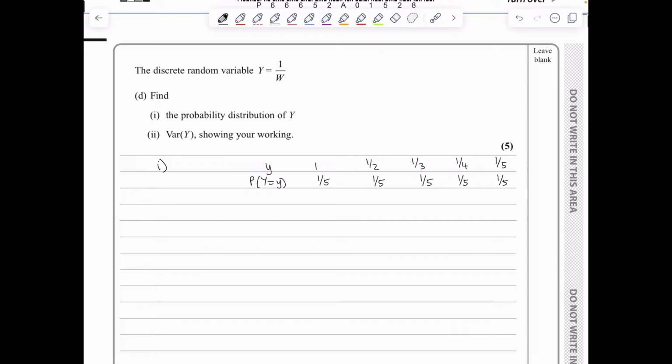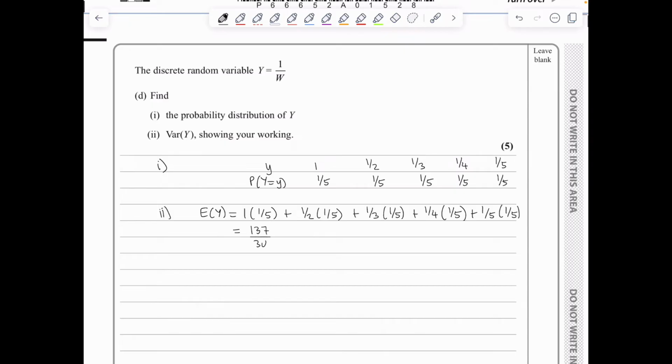I can proceed in finding the variance of Y. To do that, I will start by finding the expectation of Y. So it's going to be 1 times 1 over 5 plus a half times 1 over 5 plus a third times 1 over 5. So I'm multiplying each Y value by the associated probability, plus a quarter times a fifth, plus a fifth times a fifth. So all of this is giving an answer of 137 over 300.